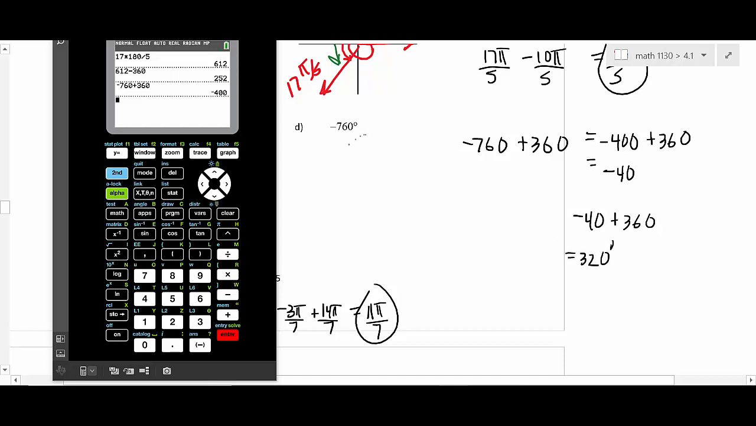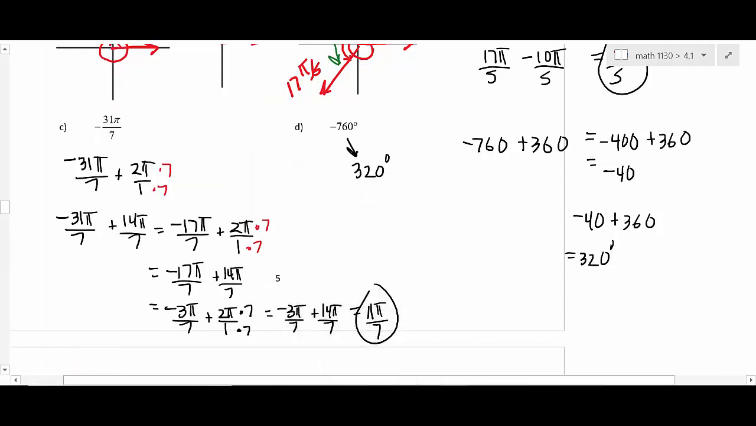Okay, so the answer to this would be, if you were looking for a positive angle, 320 degrees. Okay, so coterminal angles are very simple. It's just they're off by 360, right? And they're off by 2 pi. That's what we mean. It's more and more laps around the circle. Guys, everybody with me there?